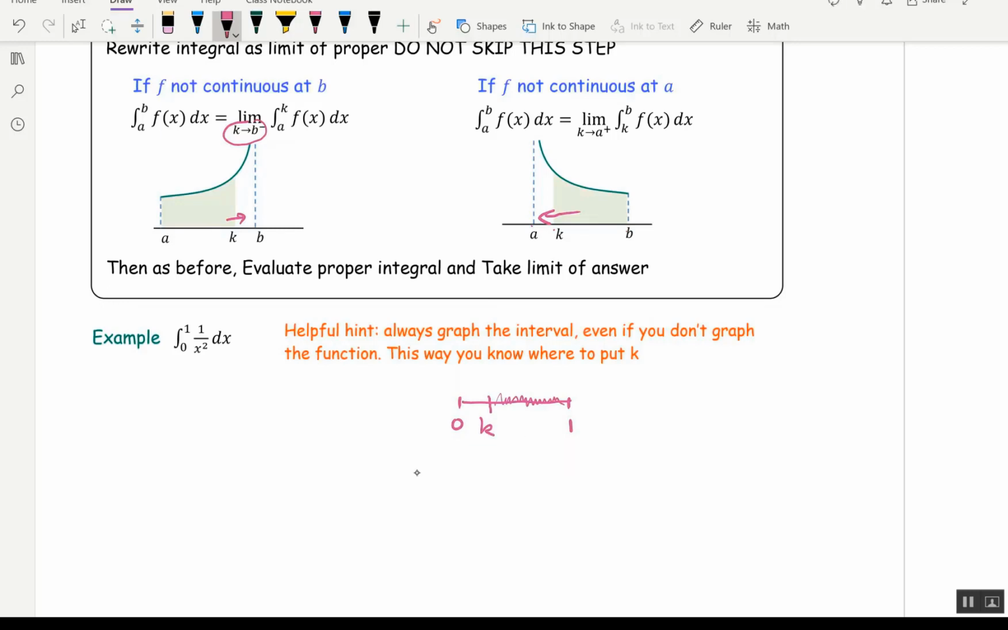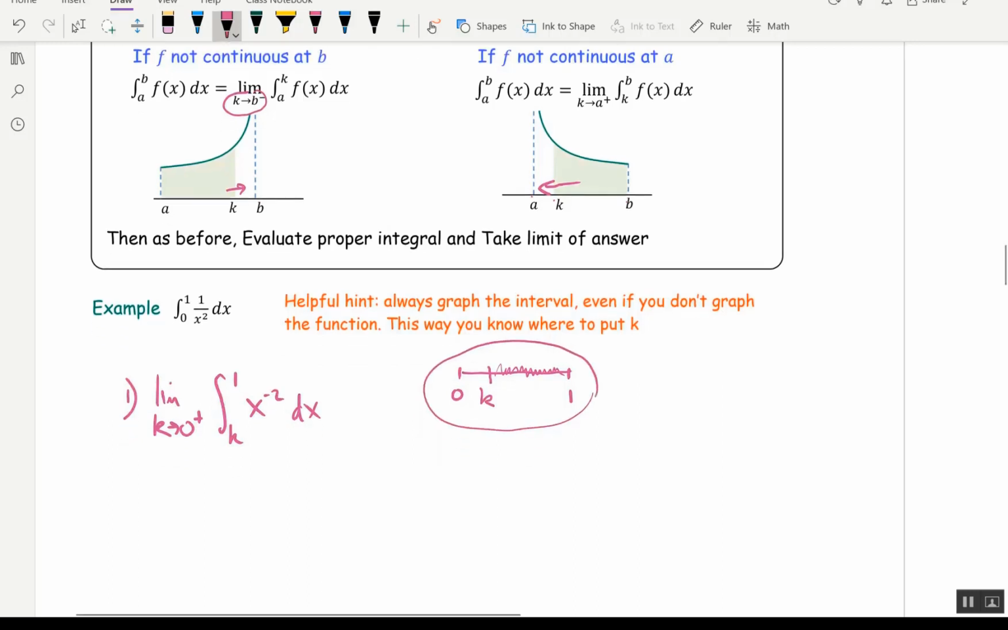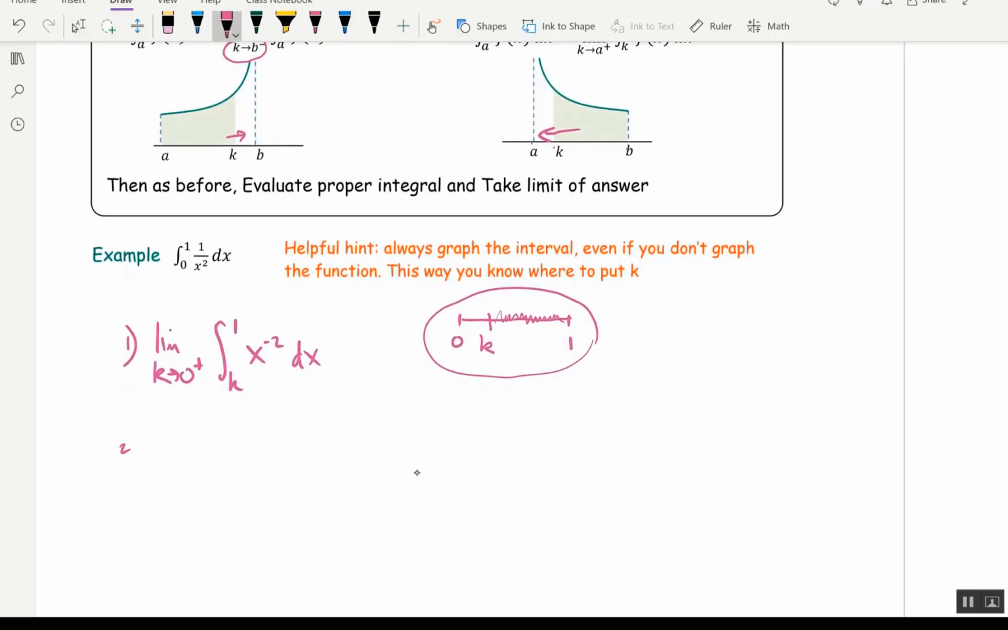So the first step is to rewrite this integral as the limit as k goes to 0 from the right of the integral from k to 1, and I'm going to write 1 over x squared as x to the negative 2 so that I can integrate. And it's so helpful to draw this picture of the interval to help you with that step. Okay, so now step 2 is just to evaluate the integral. K to 1, x to the negative 2 dx.